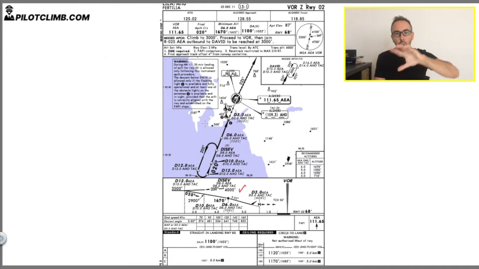It is a procedure that you use in order to be established inbound, because you fly over this, you go left, you go 12 nautical miles, you go left again, you get established, and then you land. That's the meaning of this procedure there.